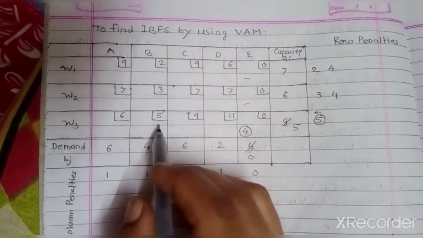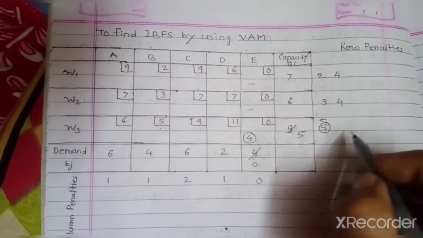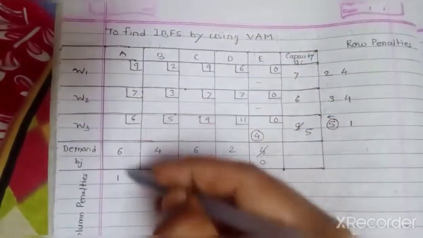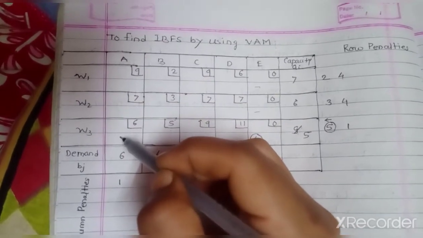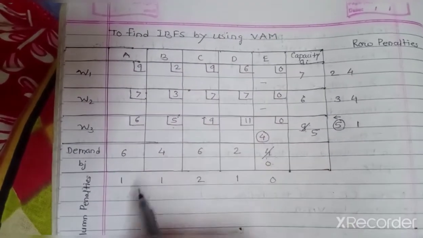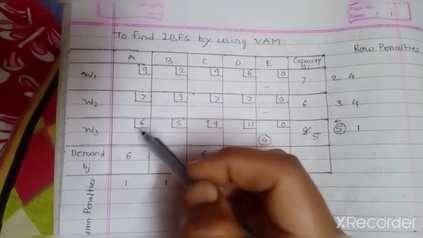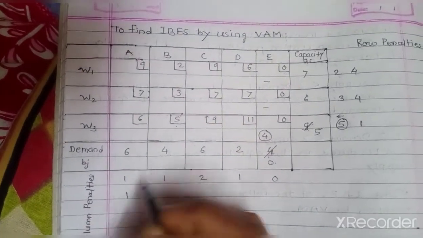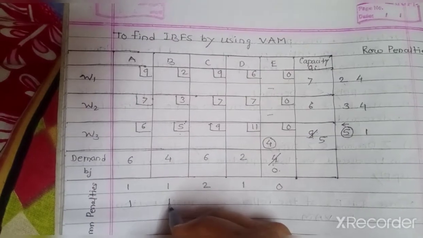Next, the minimum cost is 5, the next minimum cost is 6, and the difference between them is 1. Now for the column, since there are no dashes here, that difference is repeated in our next row. Here the least cost is 6, next is 7, the difference between them is 1. The least cost is 2, next least cost is 3, so the difference between them is 1.